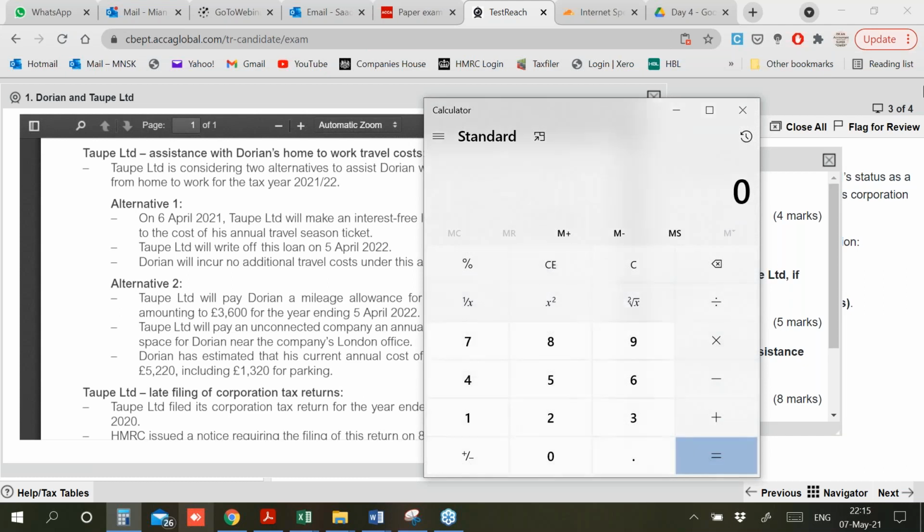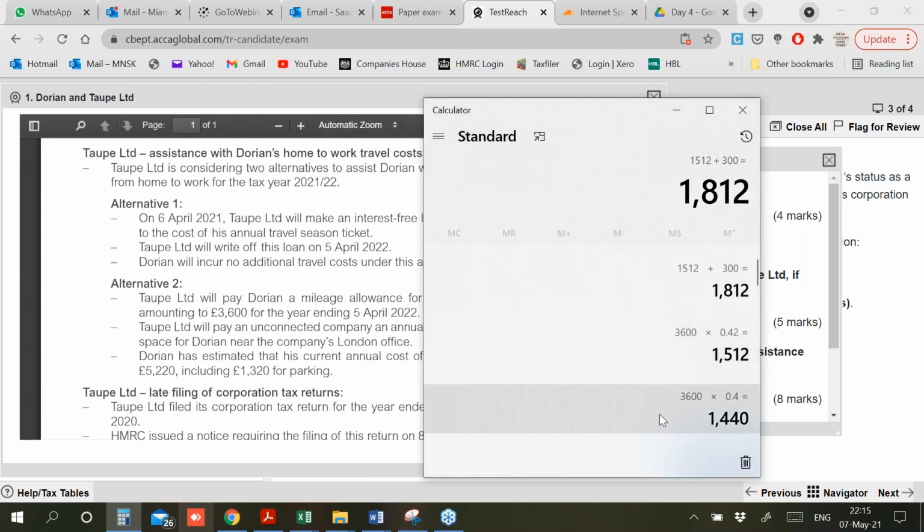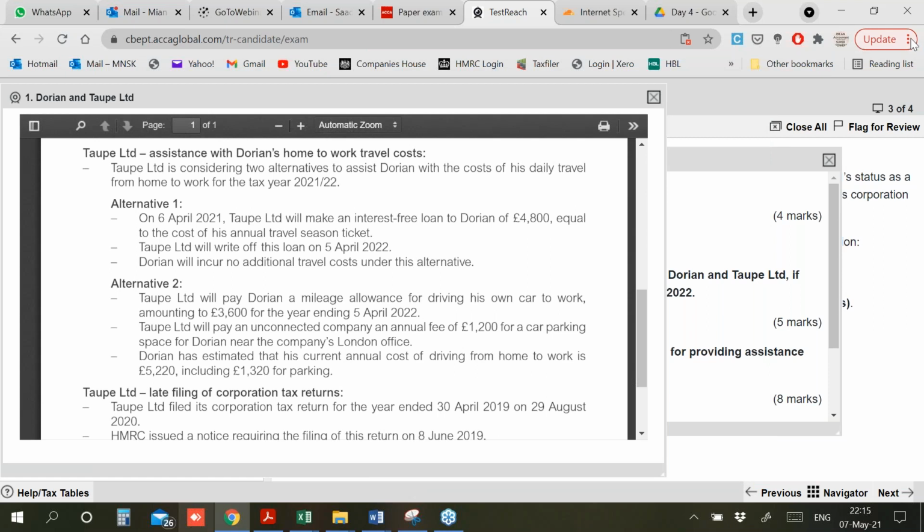So let's calculate 42%. So 3600 times 42% is 1512. 1512 will be the tax. On top of that, he has to bear 300 from his pocket. That is 1812. 1812 in this option, and the option before was 1021. So 1021 versus 1812. Which alternative will cost Dorian less? You tell me.